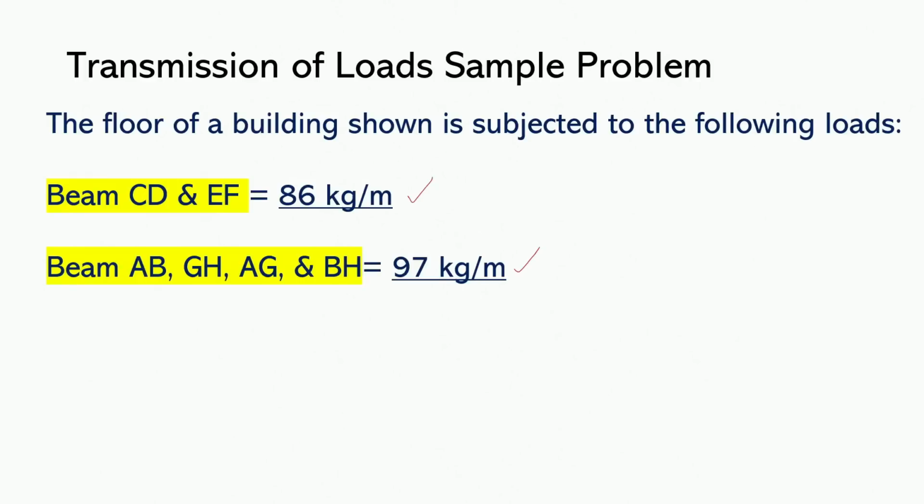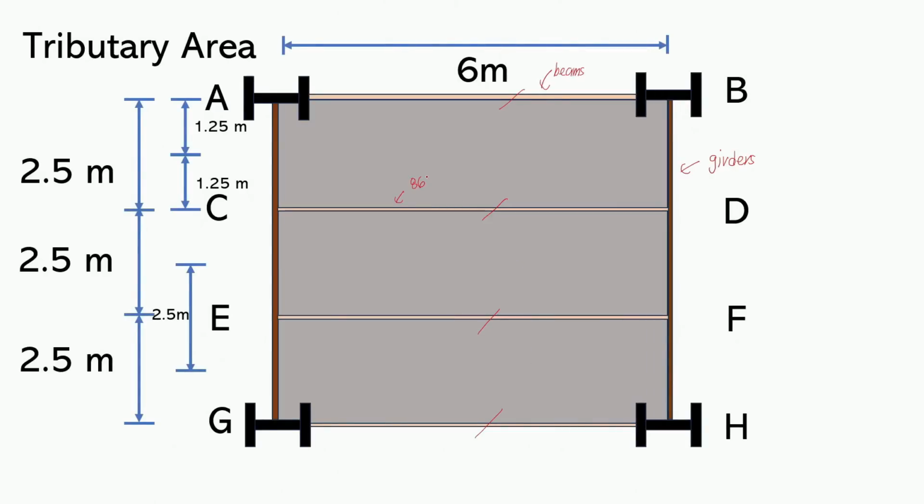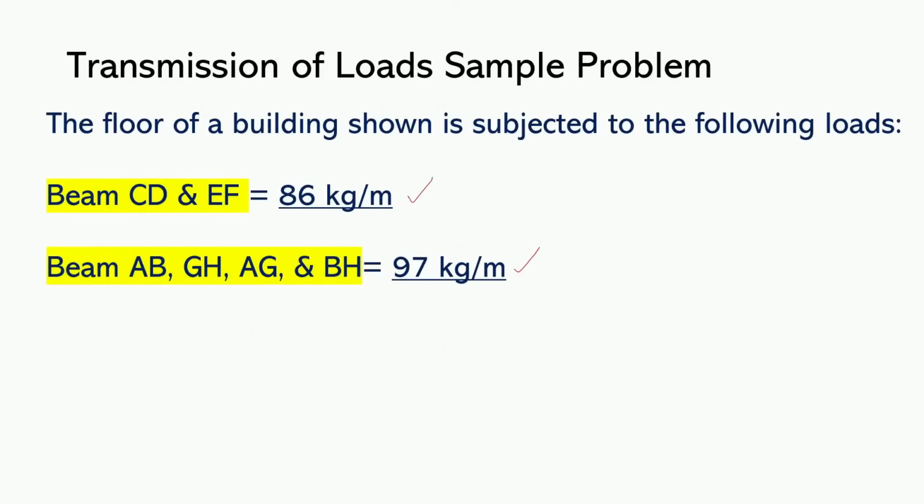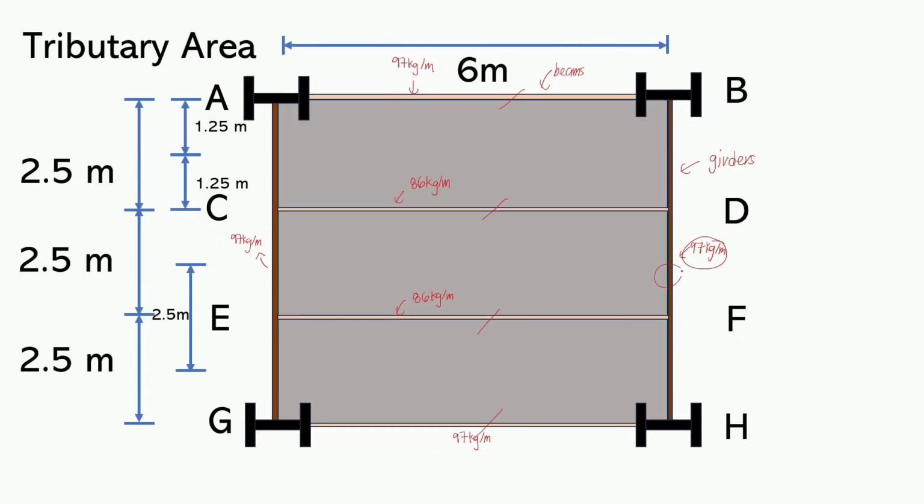And so, that's why yung CD saka EF is 86 kg per M. So, ito yan. 86 kg per M. And then, ito rin. Now, these are way less because these are interior beams. And then yung AB, GH, AG, and BH are 97 kg per M. Now this is because girders kasi natin to. And so it will significantly weigh more.